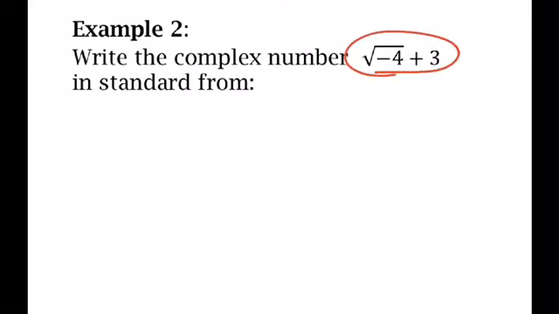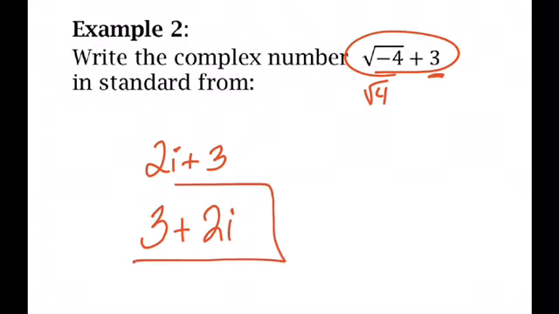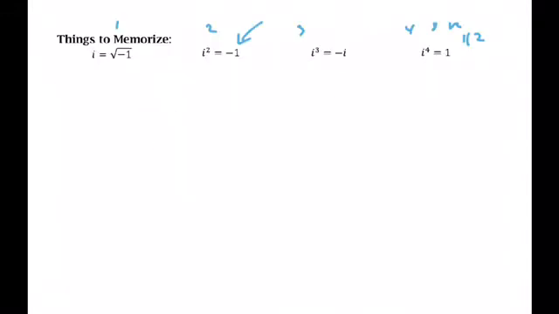Okay, we're going to write the complex number in standard form. So the square root of negative 4, if it was the square root of 4, it would be 2. But the square root of negative 4 is 2i, plus 3. That's just coming from there. In standard form, we're going to write the real number part first, and then the imaginary unit. So that is how you would write that number in standard form. These are the same numbers, but one is in standard form and one is not simplified.